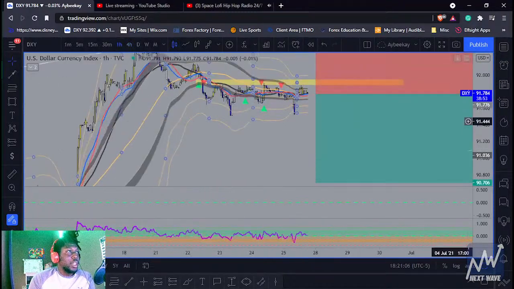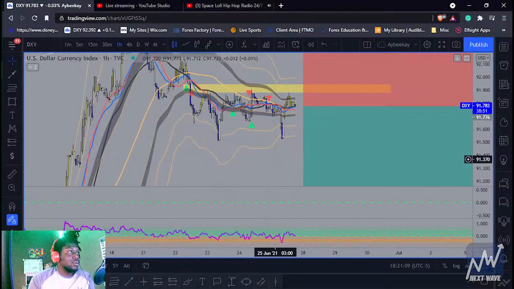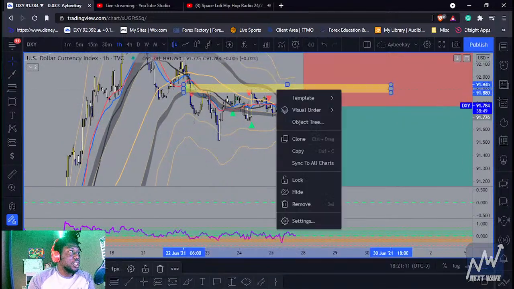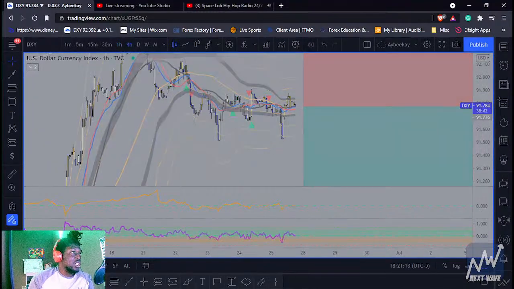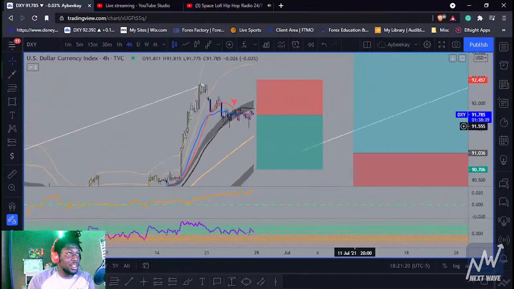I don't necessarily like how this looks on the 1-hour. It just looks sloppy. So yeah, I'm going to be playing off of this daily time frame.